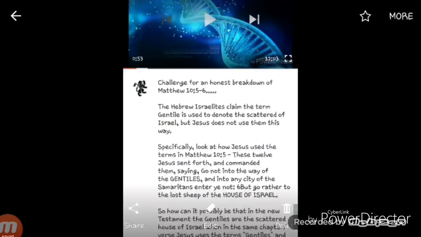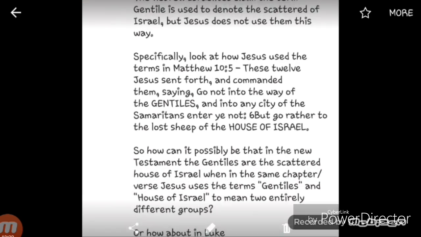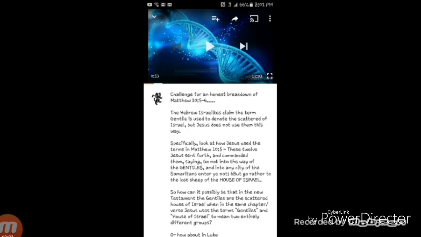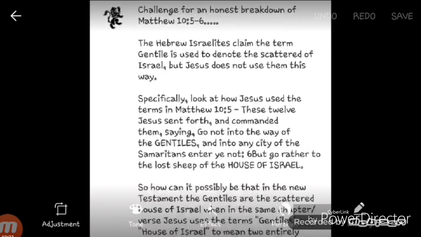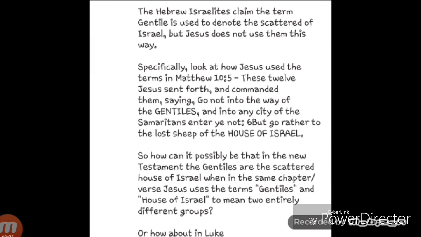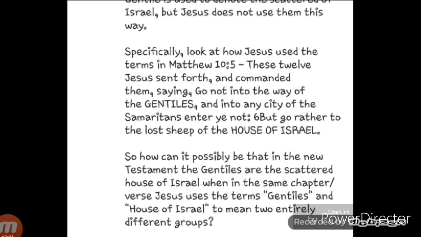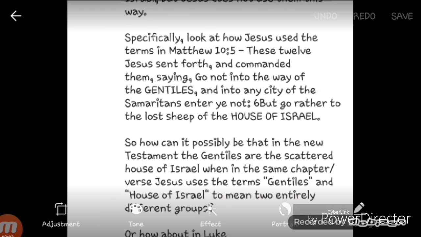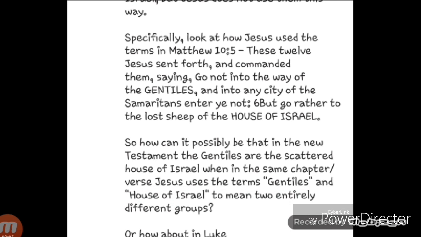All right, like you stated here, you said, how can it possibly be in that New Testament the Gentiles are the scattered house of Israel, when the same chapter, verse, Jesus used the terms Gentiles and the house of Israel to mean two entirely different groups? Which is two entirely different groups, okay? It's two classifications of Gentiles.